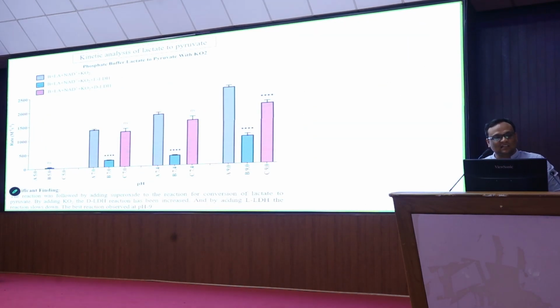Again, this analysis was done with KO2, which is potassium superoxide. The moment you add potassium superoxide in the reaction, you can see NADH formation, which means that lactate is becoming pyruvate. But if you add LDH, the values go down significantly.